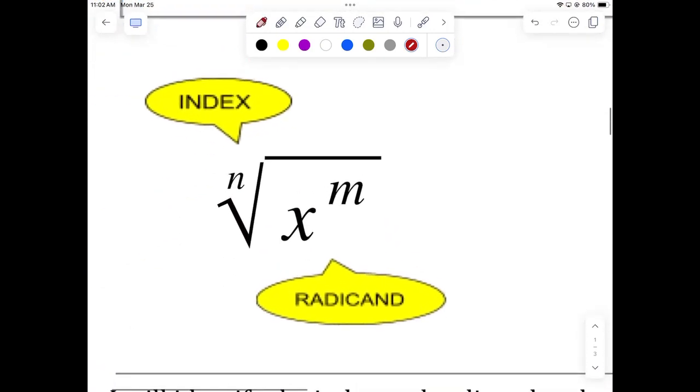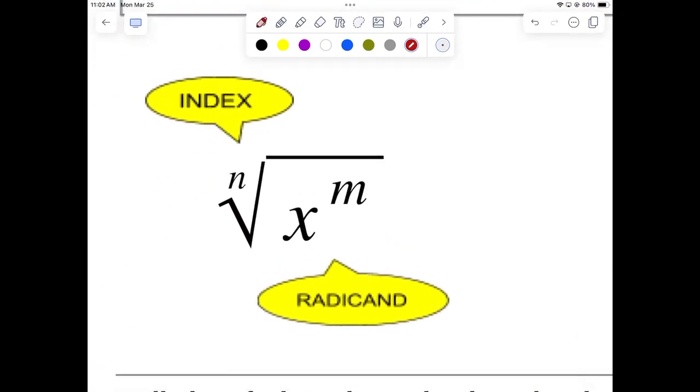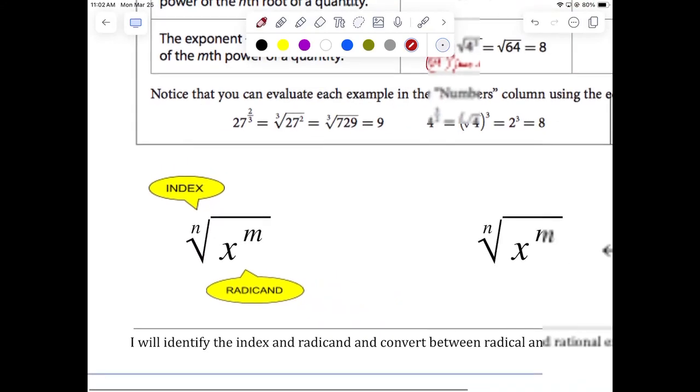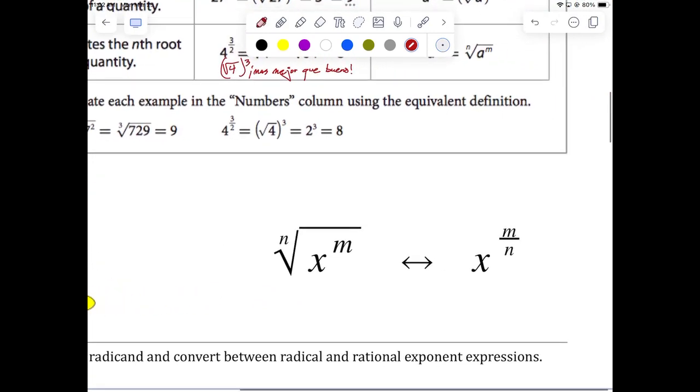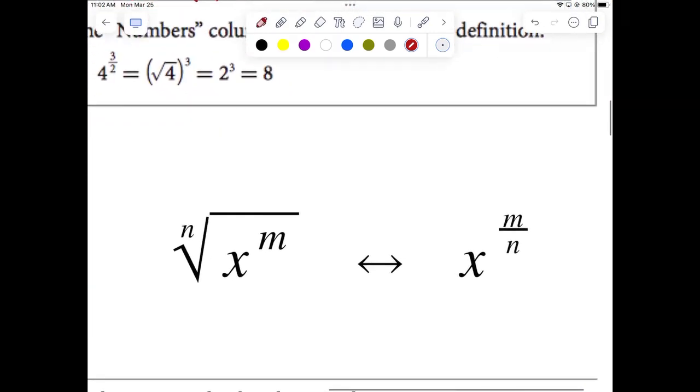All right, so here we go. We got to summarize now. You have the nth root of x to the m. The index is called n. The thing under the radical, which is x to the m, is called your radicand. And we know that these two are equivalent to each other. Instead of an equal sign, this is a double-headed arrow. You know what an arrow means instead of an equal sign?